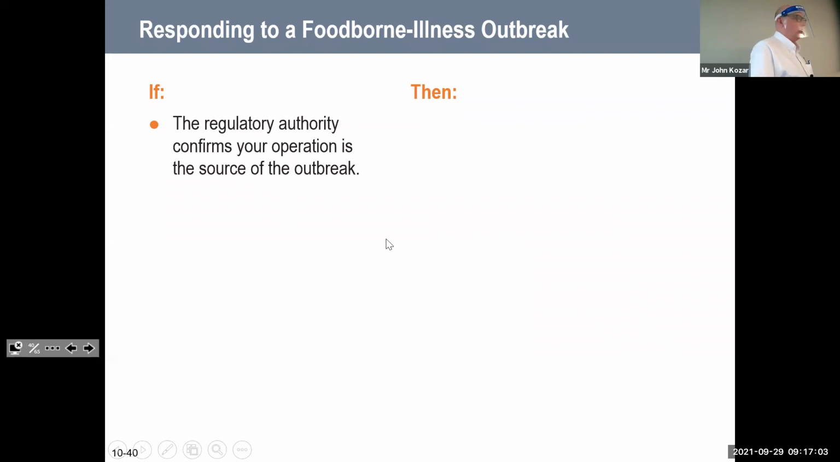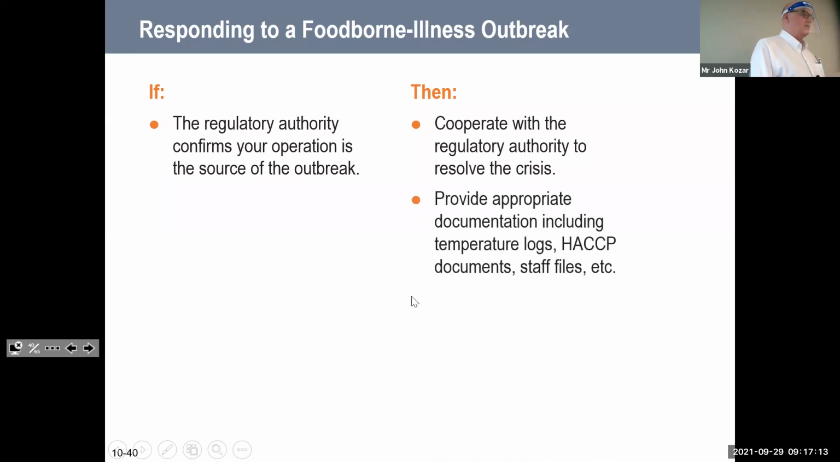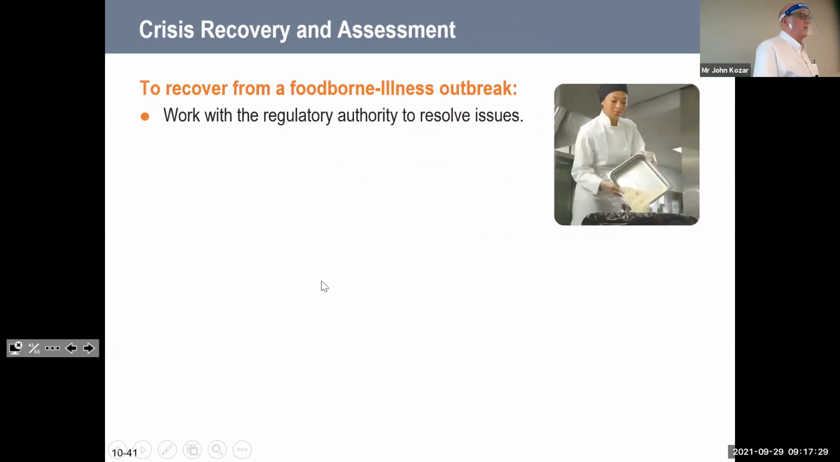If the regulatory authority confirms your operation is the source of the outbreak, then cooperate fully with them to resolve this crisis. Provide appropriate documentation: temperature logs, HACCP documents, files on your staff showing that everybody was trained to report illnesses and symptoms that they have.